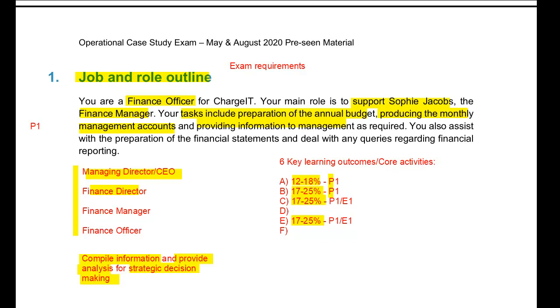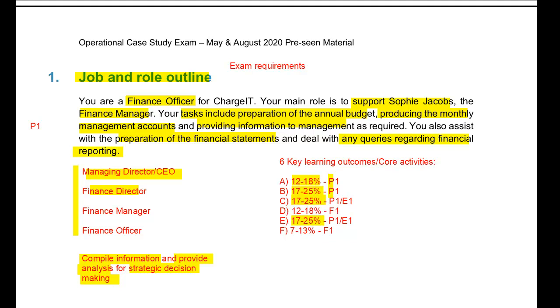Okay, so finishing off this statement a little bit more explicitly, your role also involves assisting with the preparation of the financial statements of this company and also dealing with any queries that are raised with regards to financial reporting.